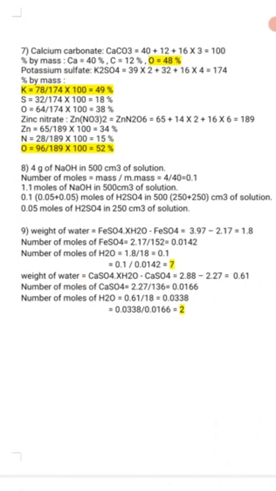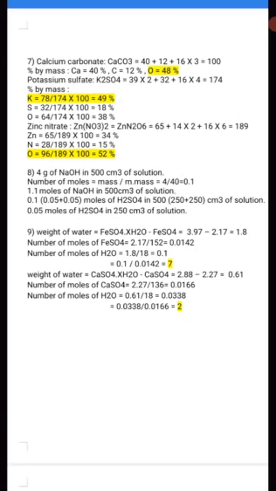All of the masses are given to you. You have to calculate the molecular mass and then आप क्या करेंगे, 40 divided by 100 और इसका molecular mass भी 100 है, multiply by 100 and you calculate the percentage of each and every element of the compound. We can figure out that calcium carbonate में ऑक्सीजन, पोटेशियम सल्फेट में पोटेशियम और जिंक नाइट्रेट में ऑक्सीजन की परसेंटेज सबसे ज़्यादा है, and the methodology is in front of you. Okay, so we have the correct option D.